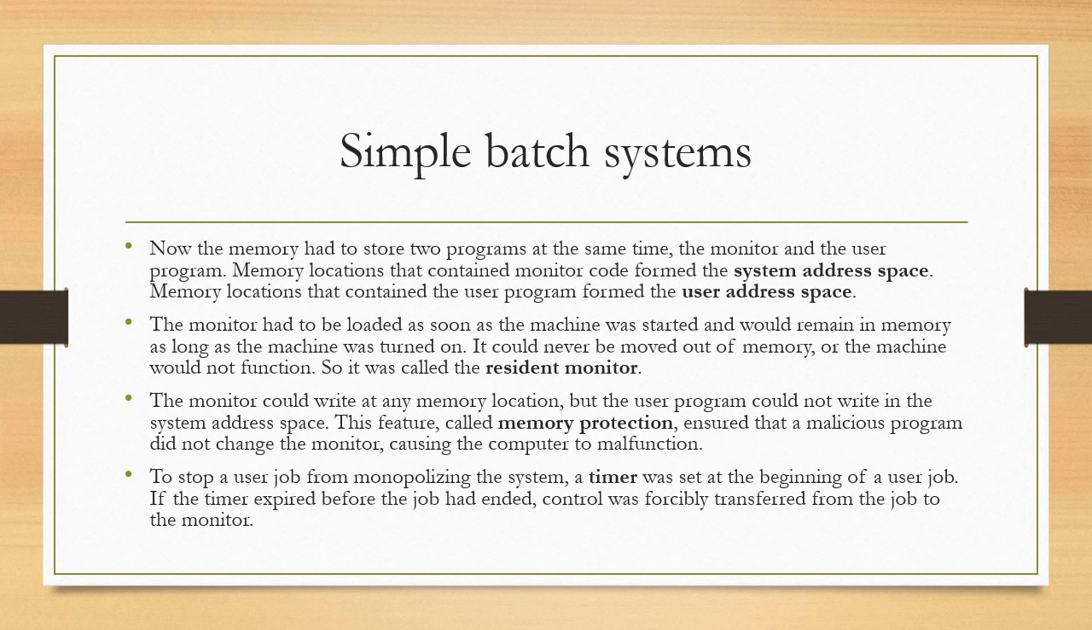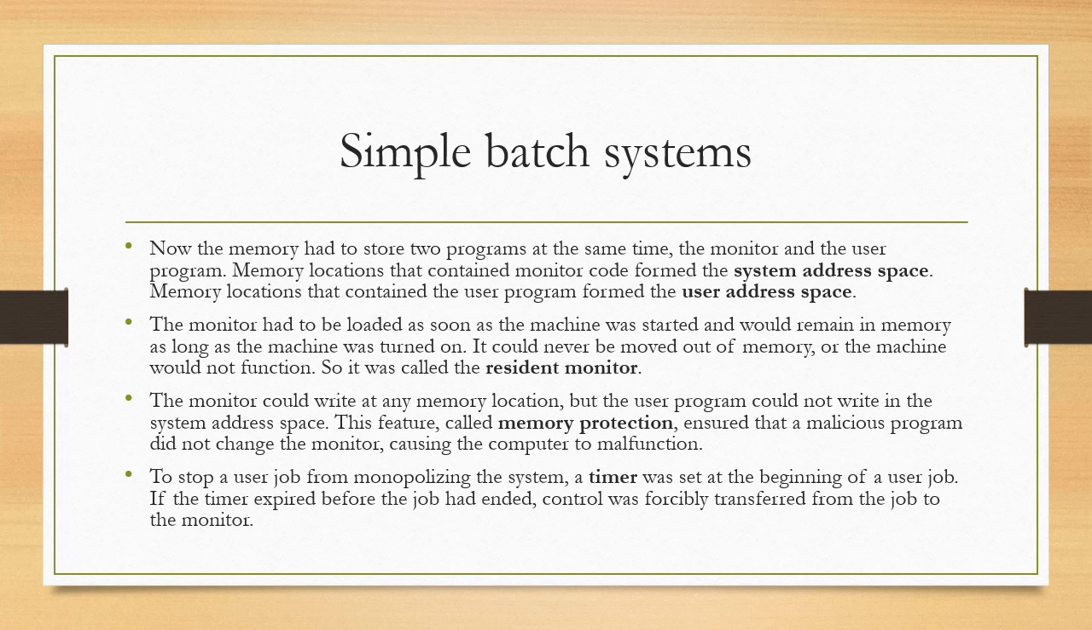Now the memory had to store two programs at the same time, the monitor and the user program. Memory locations that contained monitor code formed the system address space. Likewise, memory locations that contained the user program formed the user address space. The monitor had to be loaded as soon as the machine was started and would remain in memory as long as the machine was turned on. It could never be moved out of memory or the machine would not function. So it was called the resident monitor.